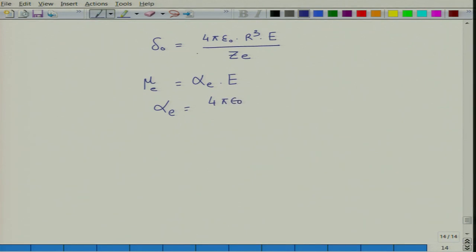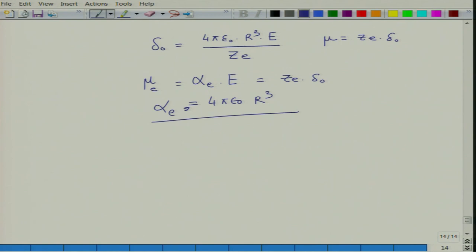So, sorry, mu is also equal to ZE into delta, right. So you have to write it ZE into delta, and delta is delta naught, right. Now when you balance it, you will get the alpha E expression, which is 4 pi epsilon naught into R cube.